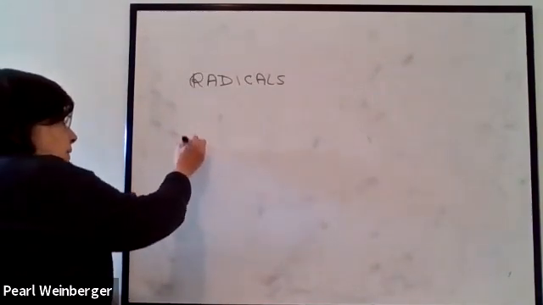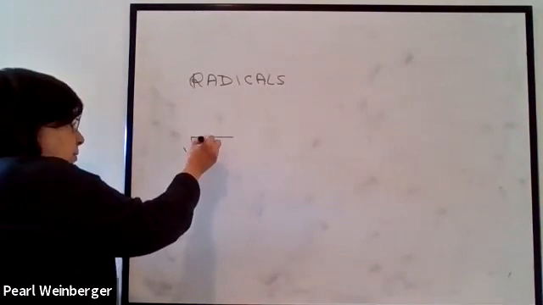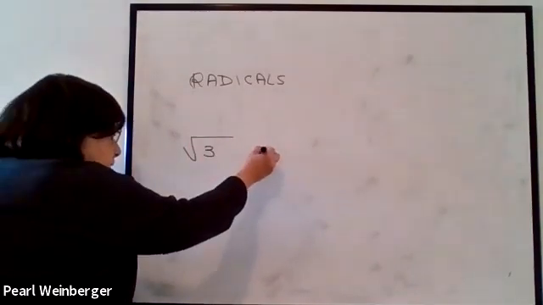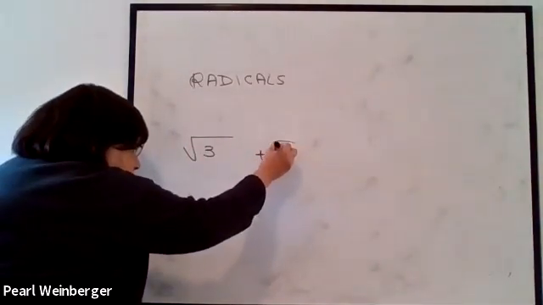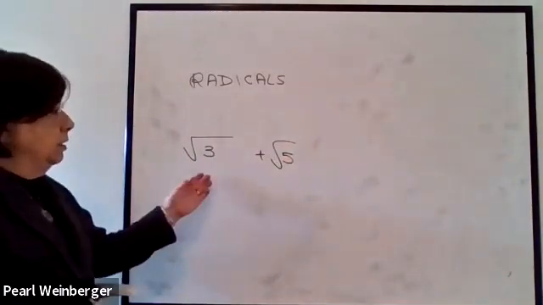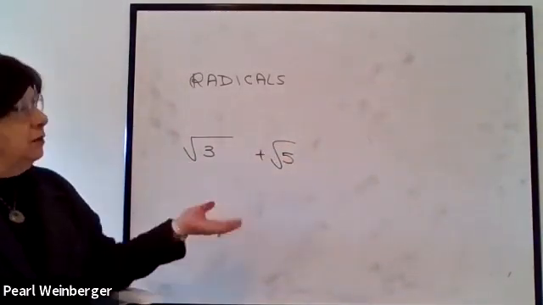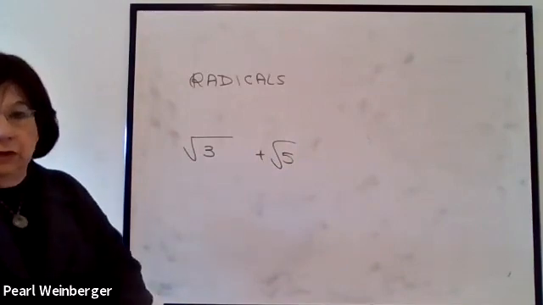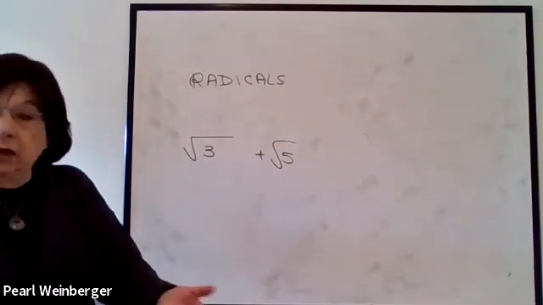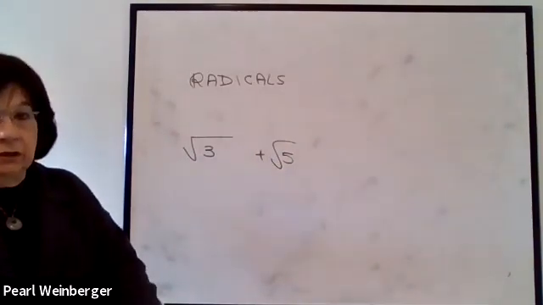When you have two radicals, like the radical 3 plus radical 5, you can't add them. You can't say this is radical 8. You can't say this is square root of 8. It doesn't work. You could try it on your calculator and see it doesn't work. It's not the right answer.